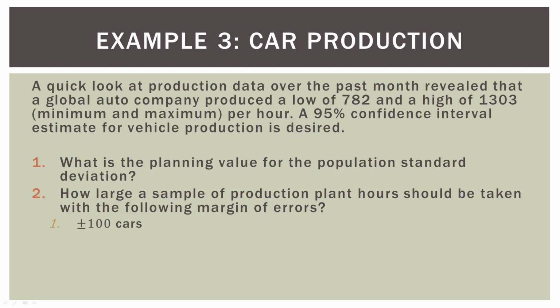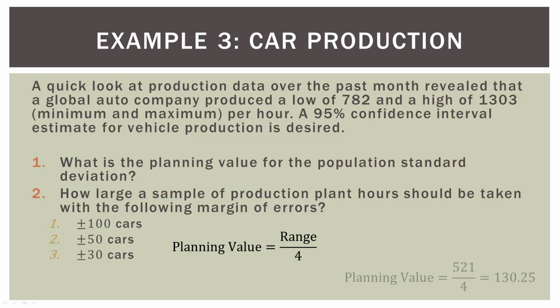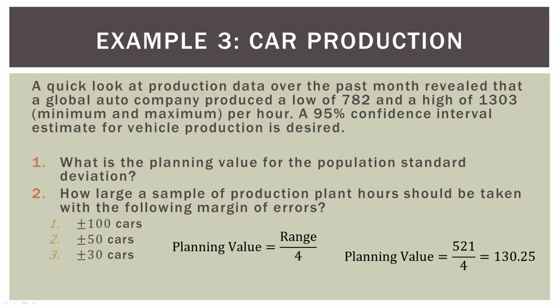If we wanted to be within plus or minus 100 cars, plus or minus 50 cars, or plus or minus 30 cars, those are the 3 margins of error. Let's do the first part first. For the planning value, in this case, we're going to use the number 3 method, the least desirable method of doing it. That is the range divided by 4. The range is 521, that's just the highest minus the lowest, and then we divide that by 4. So that's 130.25, and we'll just round it down to 130. That's going to be our sigma for this problem, because we don't have anything else to go on.